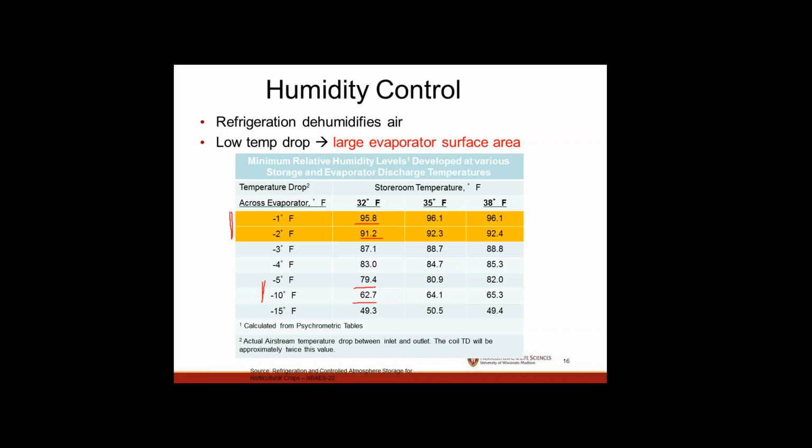So that's an issue. This is something when you go buy the unit, you have to specify that you need one that has a low temperature drop across the evaporator plates, and basically that means you're going to have a very large evaporator surface for the BTU removal rate.